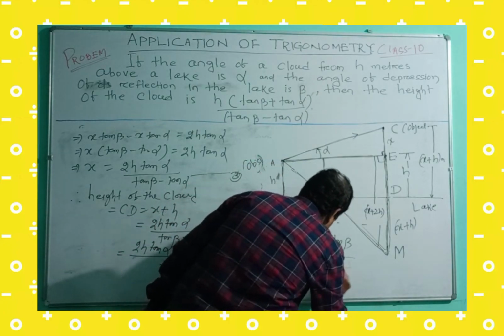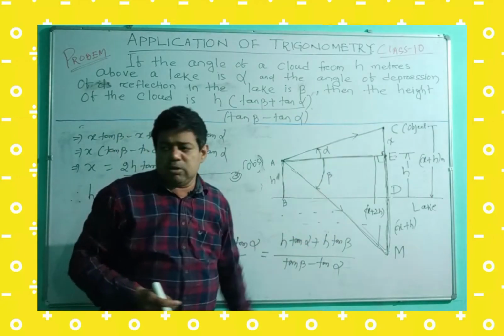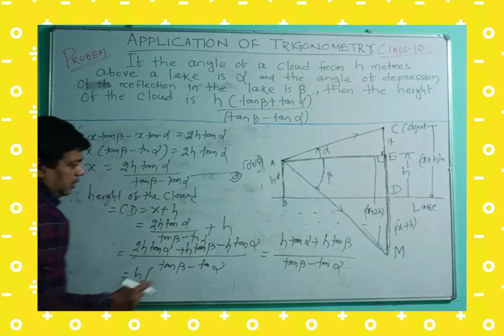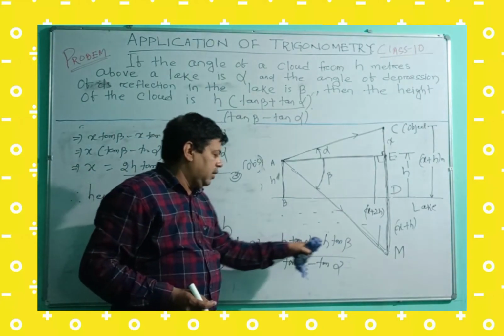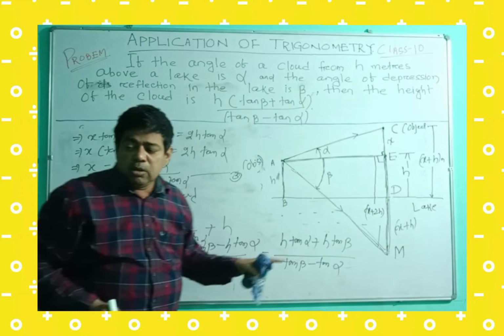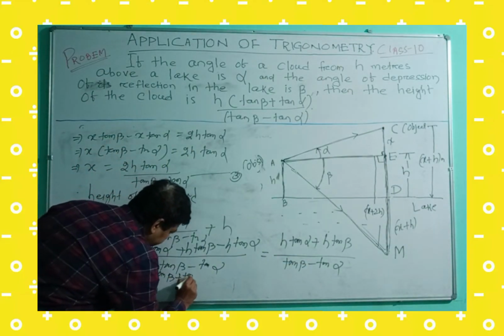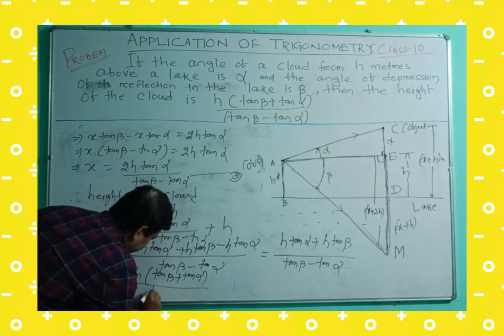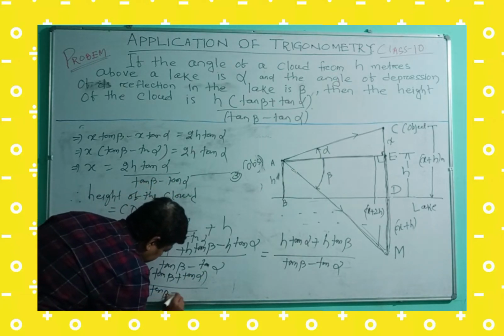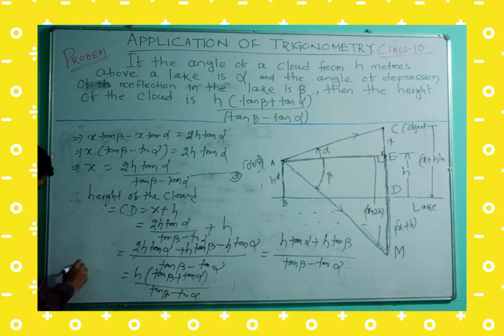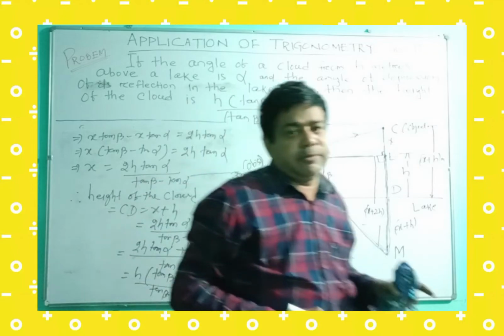Clear? Now can you bring the common h here, and here h? After bringing the common, you get h whole into what happens? After taking the common, it will be tan beta plus tan alpha, divided by tan beta minus tan alpha. Understand? Hence, this is the height of the cloud we got: h whole into tan beta plus tan alpha divided by tan beta minus tan alpha. This is what we are going to find out, right?